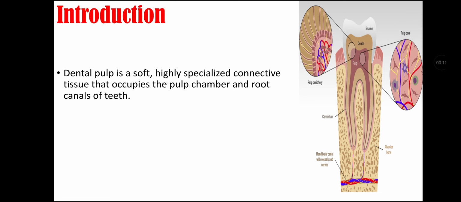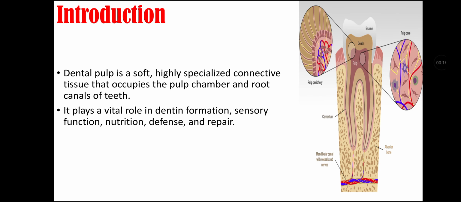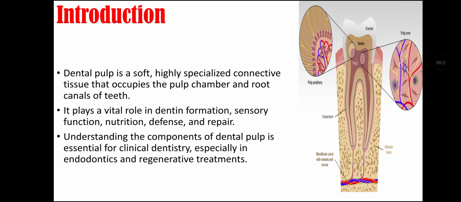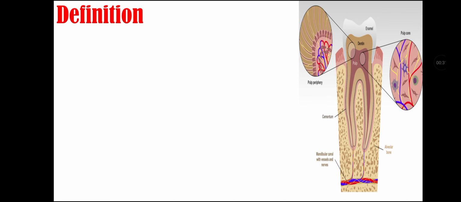Dental pulp is soft, highly specialized connective tissue that occupies the pulp chamber and root canals of teeth. It plays a vital role in dentine formation, sensory function, nutrition, defense and repair. Understanding the components of dental pulp is essential for clinical dentistry, especially in endodontics and regenerative treatments.